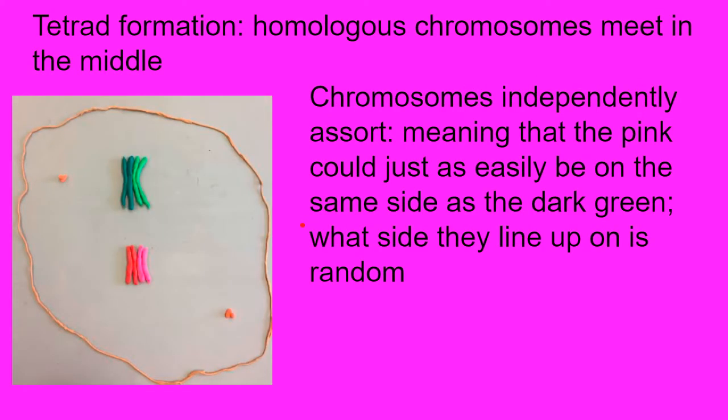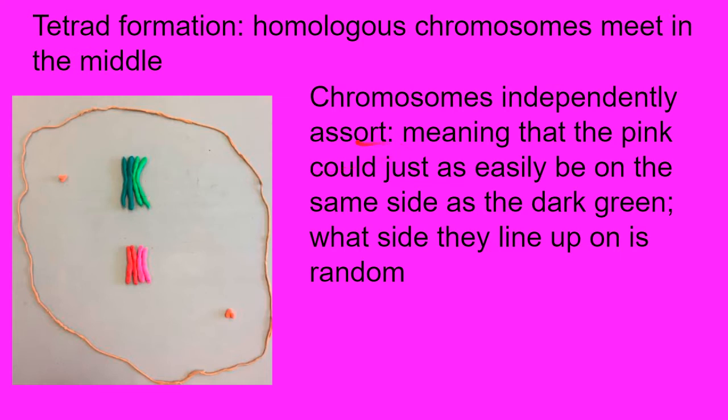But at this point here, we have tetrad formation, which is different than what we see in mitosis. In mitosis, each of these line up individually in the middle. However, in meiosis, in this first part, we have tetrad formation where these homologous chromosomes, because they're coding for the same genes, are hooking up together.